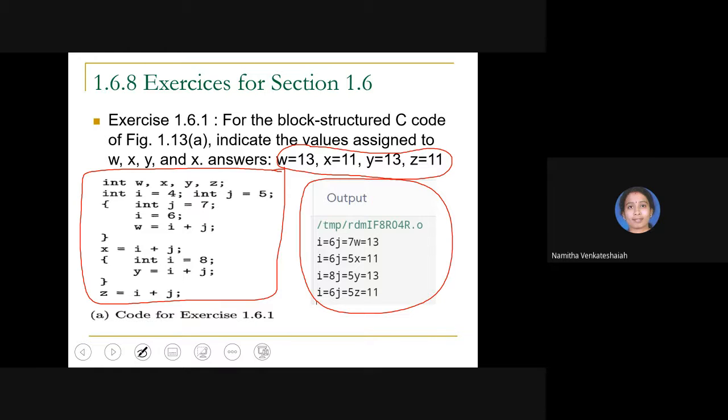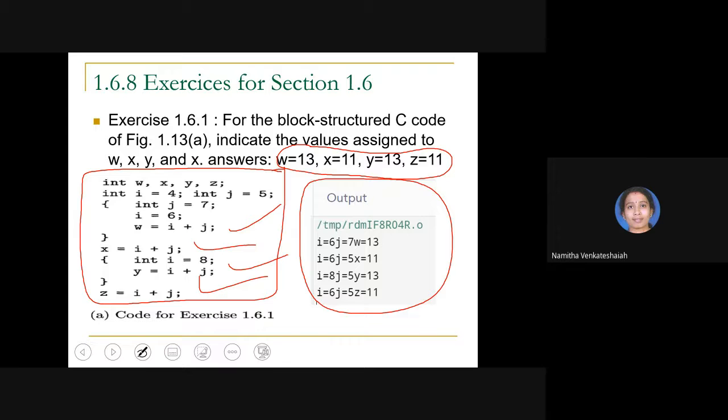So now, without looking at the output, without looking at the answer, can you yourself tell me what is the value of w, what is the value of x, what is the value of y, and what is the value of z? Just give an attempt to calculate. Okay, look here, what is happening.